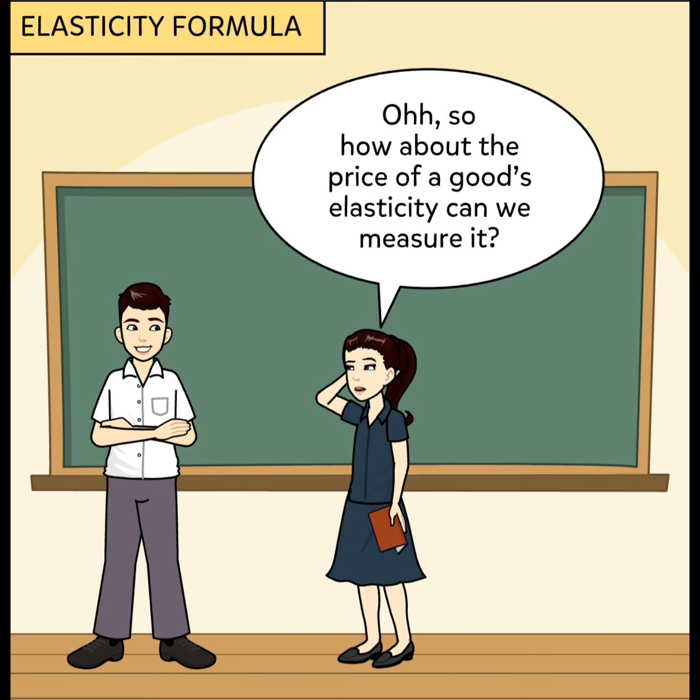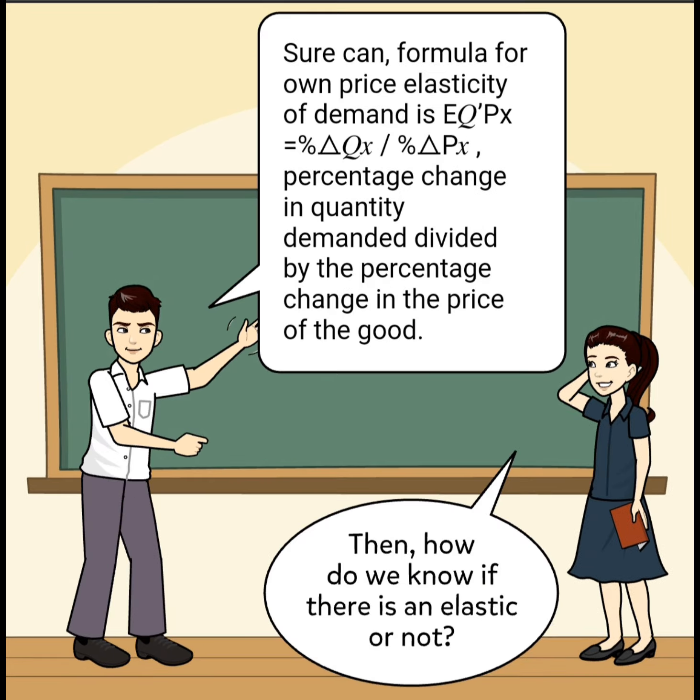Oh, so how about the price elasticity of a good? Can we measure it? Sure can. The formula for own price elasticity of demand is E_QX,PX equals percentage change in QX divided by percentage change in PX, the percentage change in quantity demanded divided by the percentage change in the price of the good.